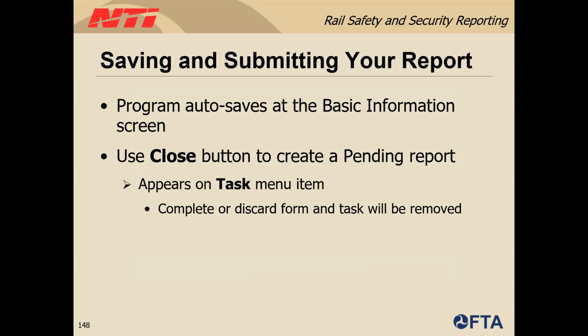When you are ready to complete the report, click on the task menu option and you will see a listing of each task. Major event report tasks will appear with the SNS 40 in the title. Just click on the task and the system will return you to the screen you were on when you closed the report. Complete the report and save and submit. Or if you no longer need the report, you can choose to delete instead.